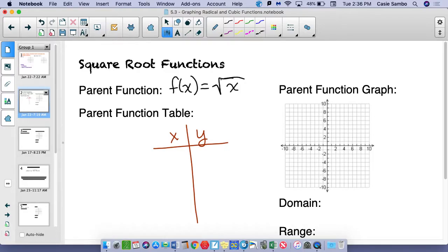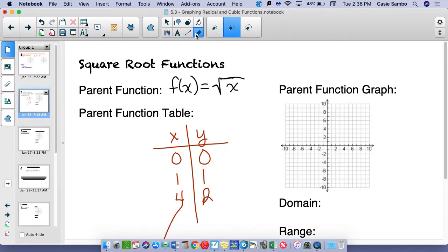So the first number that we can actually take the square root of is 0. Square root of 0 is 0. Then we have 1. Square root of 1 is 1. 4. Square root of 4 is 2. And then lastly, we'll do the square root of 9, which is 3.